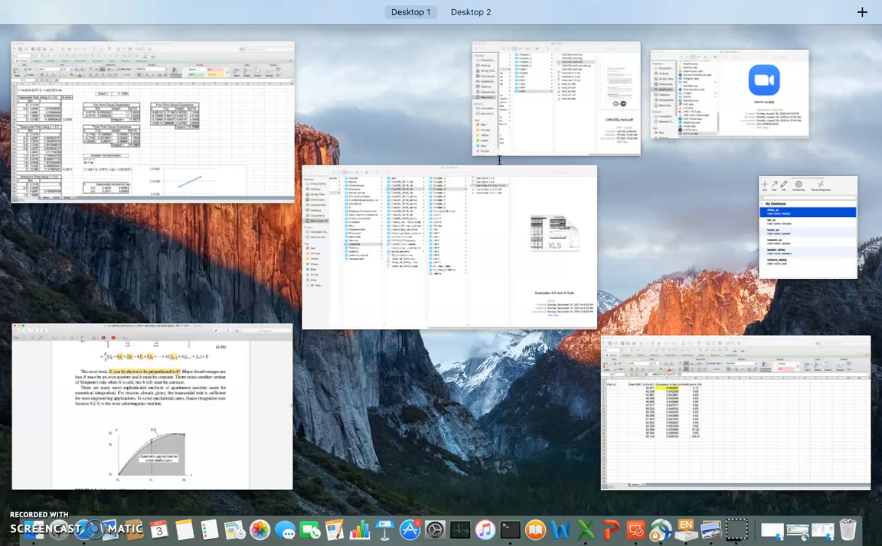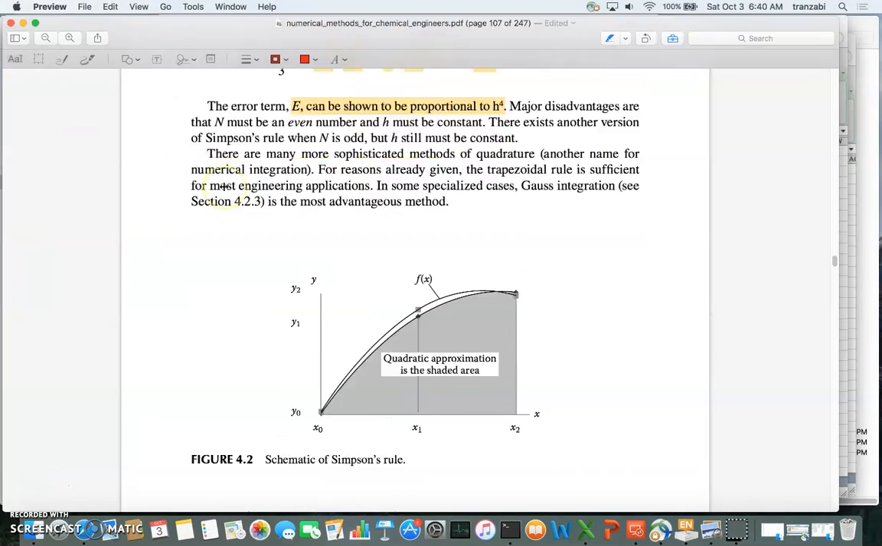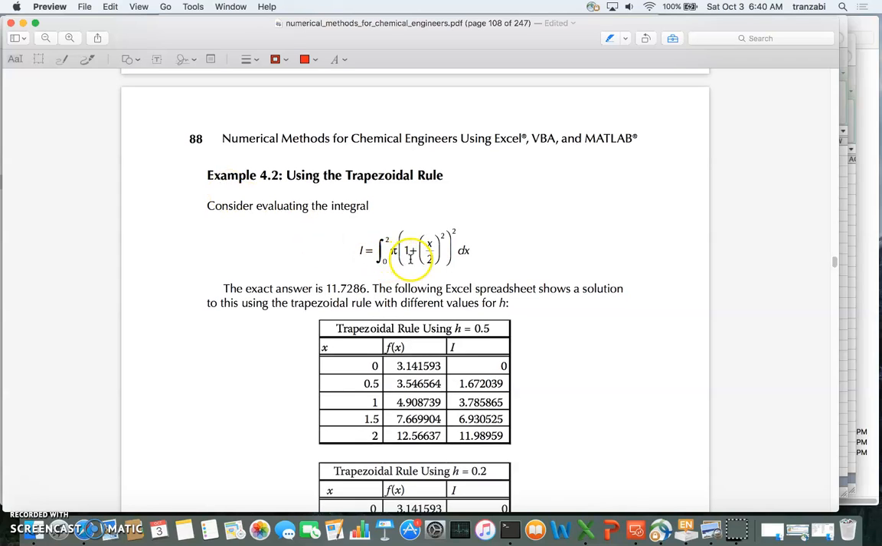Let's look at one example. So this is example, I think 4.2 of the textbook. I have some x values. I have the f of x values. We want to integrate the function, which is pi times 1 plus x over 2 raised to the 2nd power, and then the whole thing raised to the 2nd power. We're going to integrate it from 0 to 2.